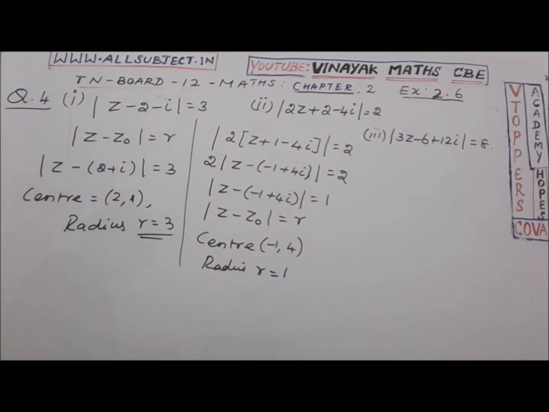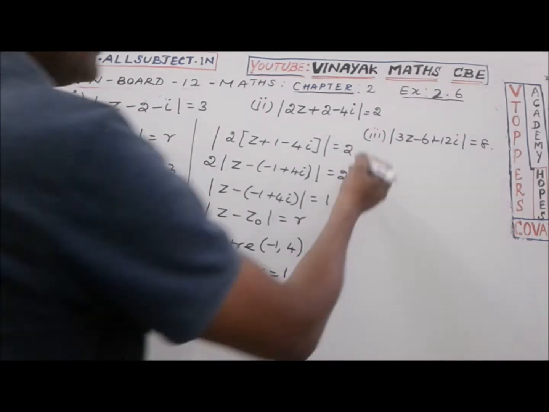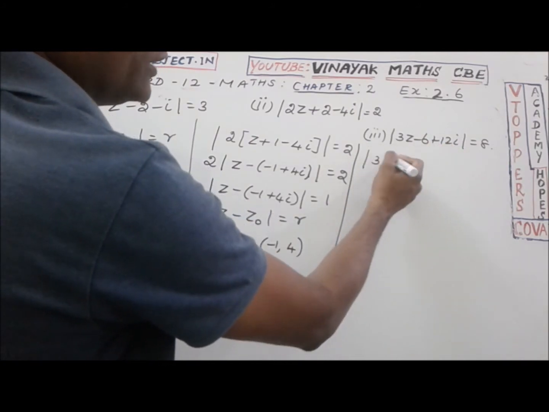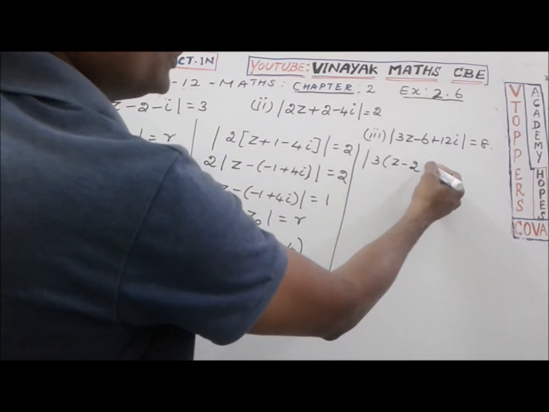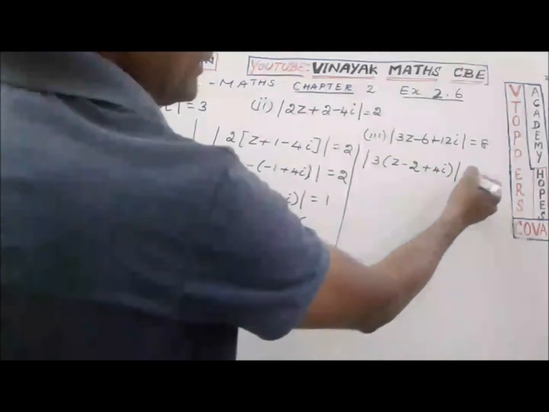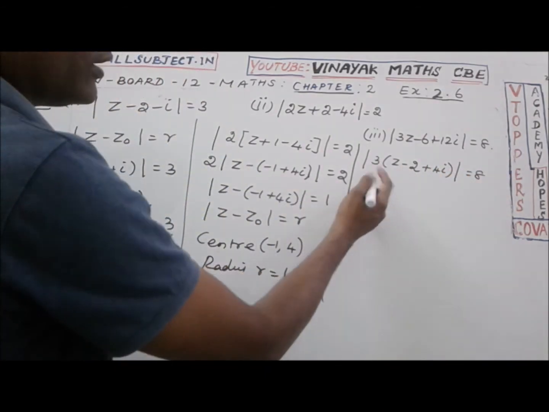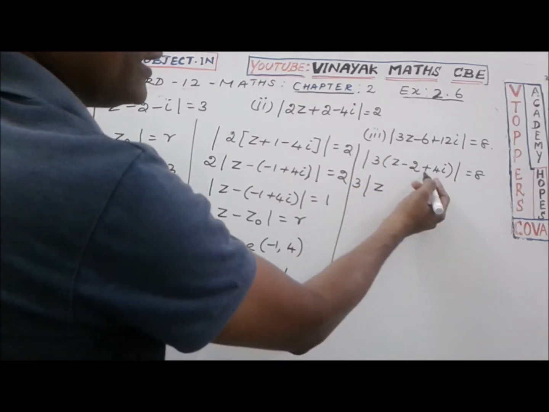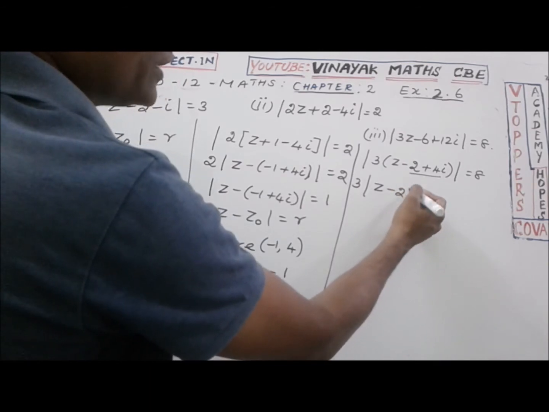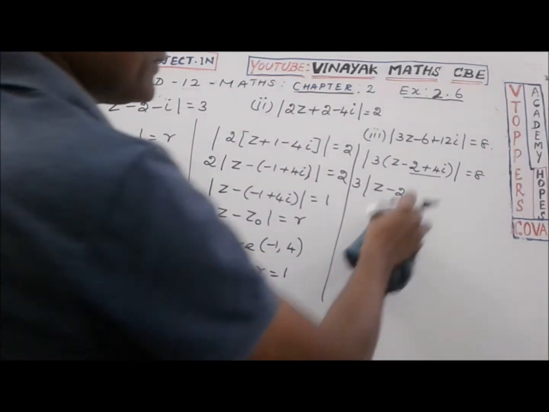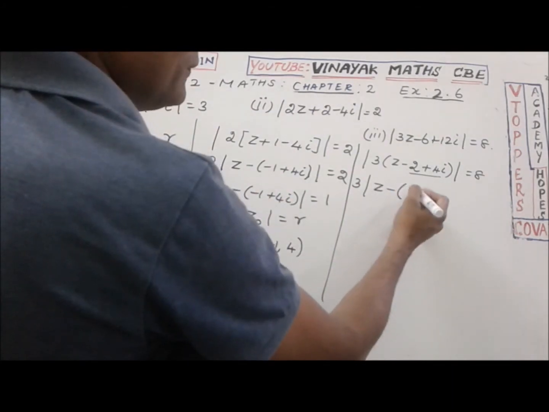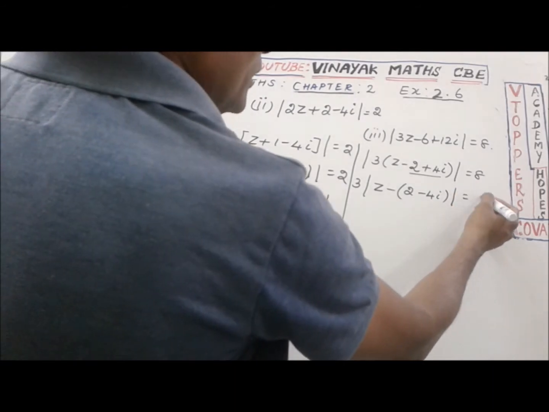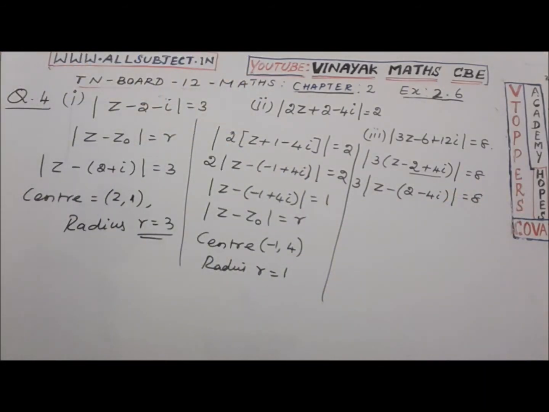That is the second one. Now we are moving to the third case here. We have taken 3 as common from all the terms. 3 into z minus 2 plus 4i equal to 8. Now separating the modulus, 3 into modulus of 3 is 3, then modulus of remaining is z, and taking minus 2 common, we have z minus of 2 minus 4i equal to 8.